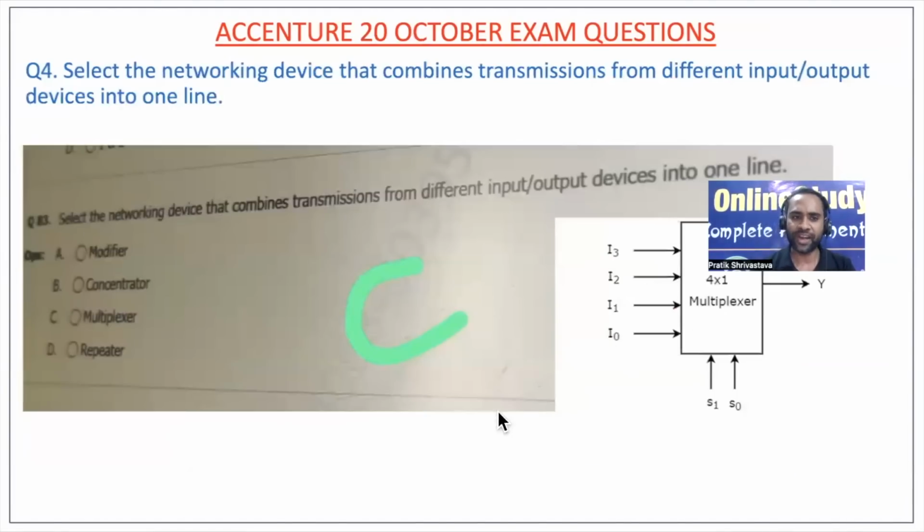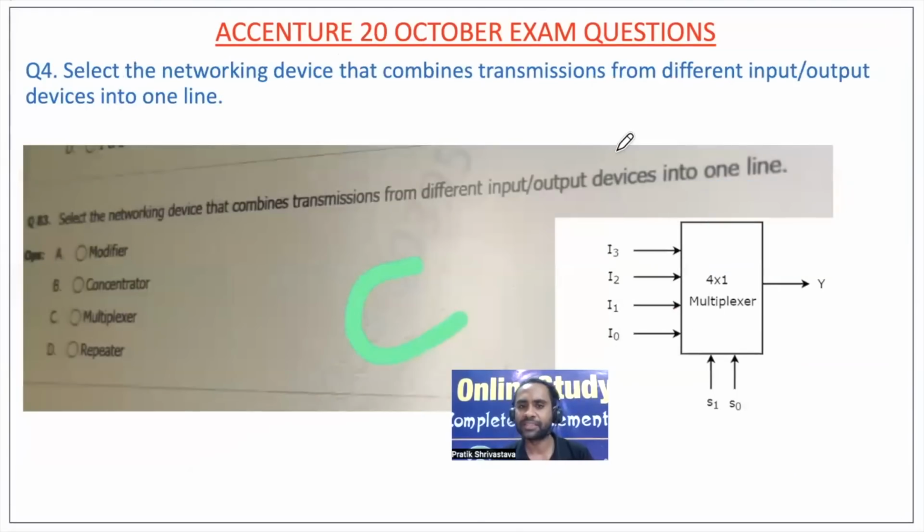Okay, now friends, select the networking device that combines transmission from different input output devices in one line. So friends, multiplexer you might have heard or seen, and even the cine multiplex also, similar kind of concepts are there, right? There will be multiple movies at only one place, right? So here this is a 4x1 multiplexer, right? We are giving 4 inputs, and we are able to get a single output. See, it's like we are giving water, okay? We are putting orange, okay?